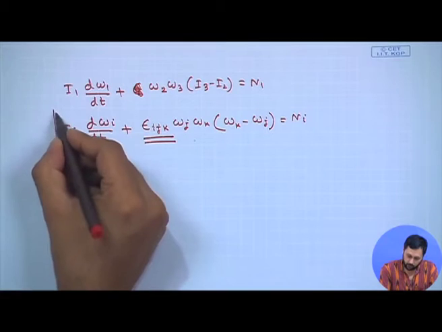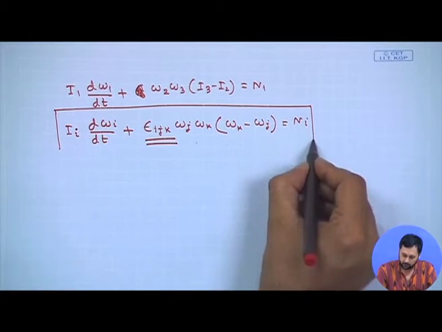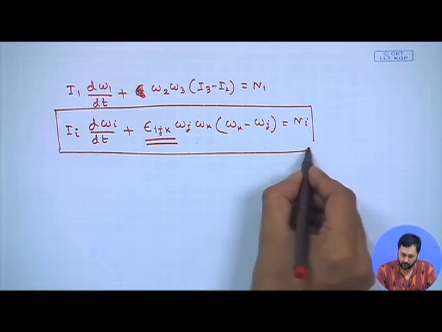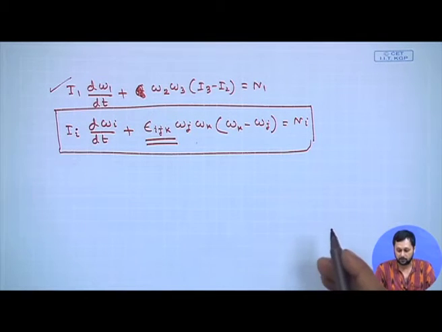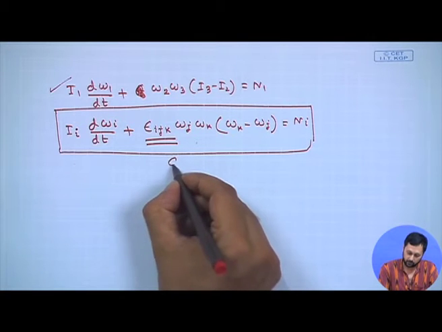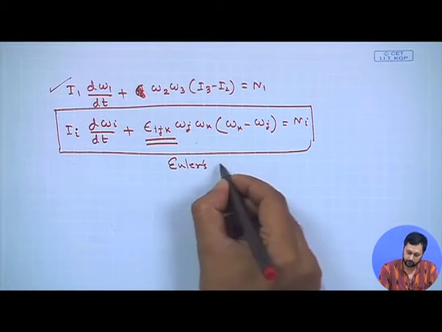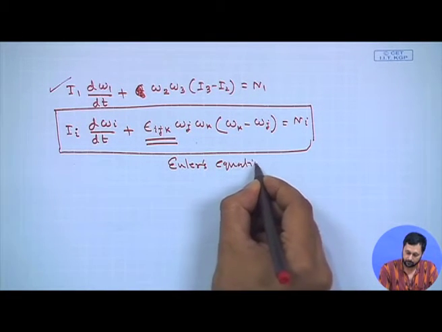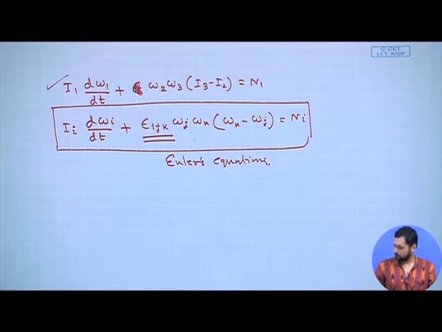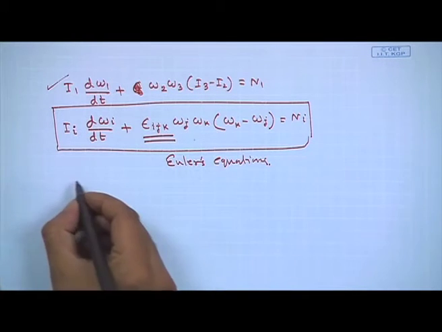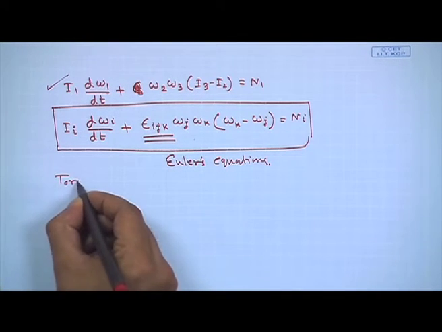So this equation is not a single equation. This is a set of three equations. One I have written explicitly here. This is the first equation; there will be a second and third equation. These are called Euler's equations. Okay. Now, once we have Euler's equations, we can also write them out in full, and we can also take up the case of torque free motion.